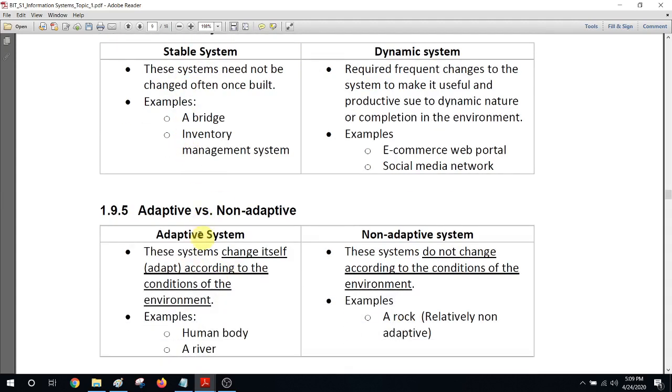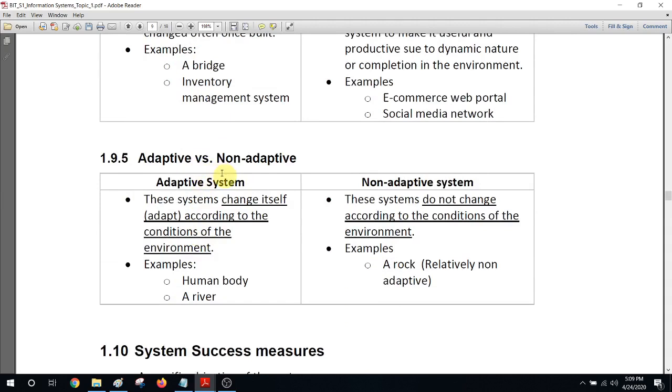So the final classification is also very important, adaptive versus non-adaptive. First I will take the non-adaptive system. A non-adaptive system means a system which does not change itself, or which does not adapt to the environment. So that is called a non-adaptive system. An adaptive system is a system that changes to the environment.